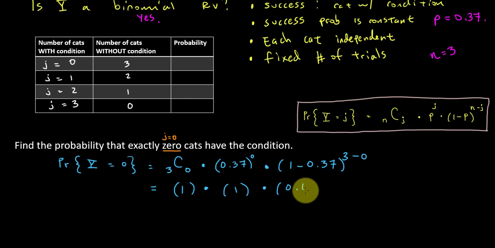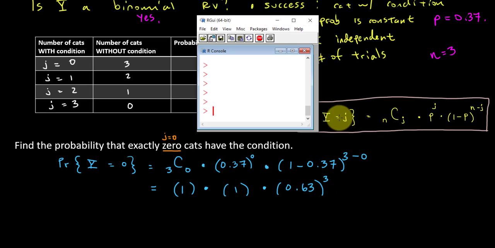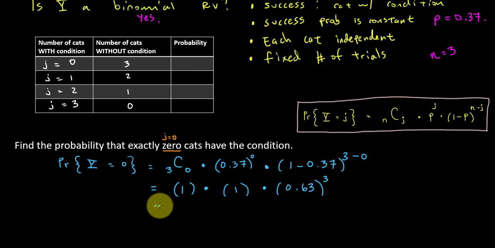I would like a calculator, please, to take 0.63 to the 3rd power. Here is our final answer, which is not far off from a quarter. So this will be approximately 0.25. And I'll put that in our table up here. Excellent.